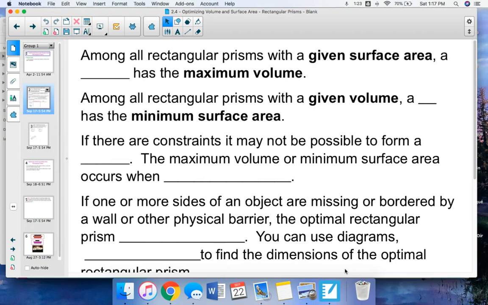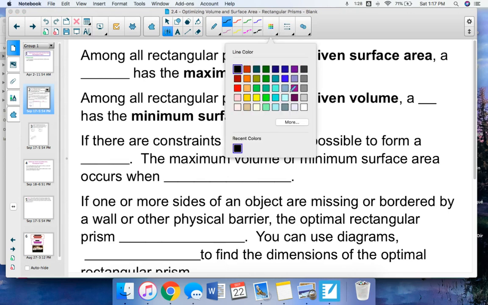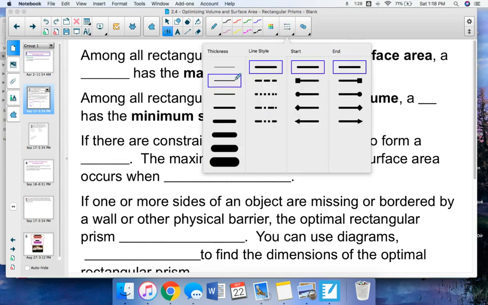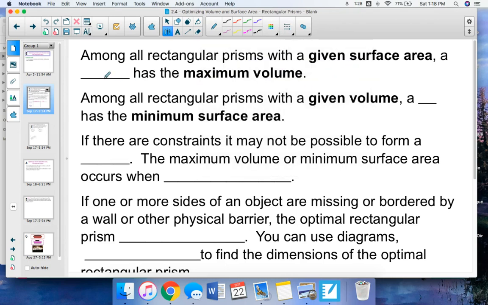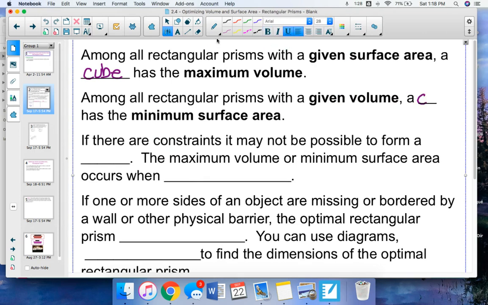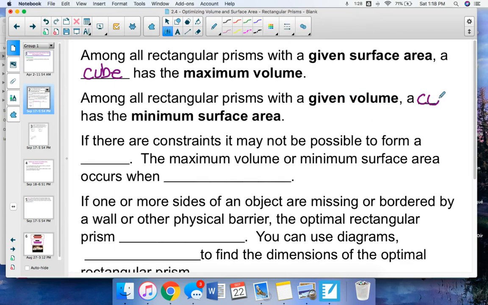Just like how our optimal area was a square, that can be translated to our 3D rectangular prisms. So among all rectangular prisms with a given surface area, a cube has the maximum volume. For all rectangular prisms with a given volume, same idea: a cube has the minimum surface area.